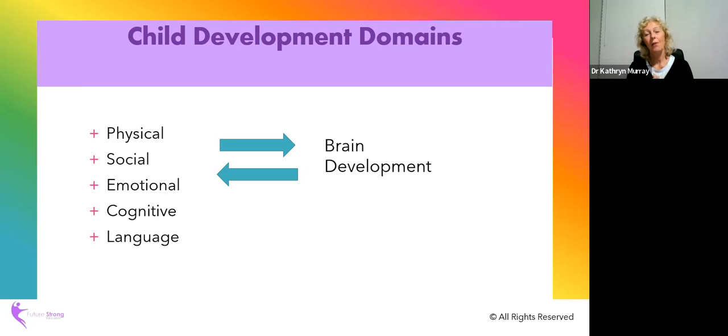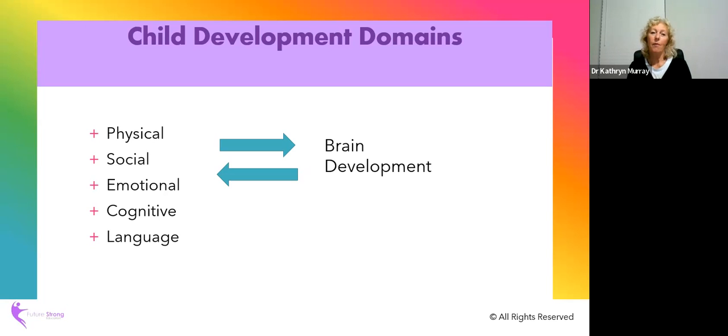The cognitive skills, thinking, problem solving, understanding, making decisions. And then we have the language, communicating, collaborating, negotiating, as well as those normal developmental domains that we're all developing all the time. We also need to think about what's going on in the brain. How can we support that additional development in the brain?